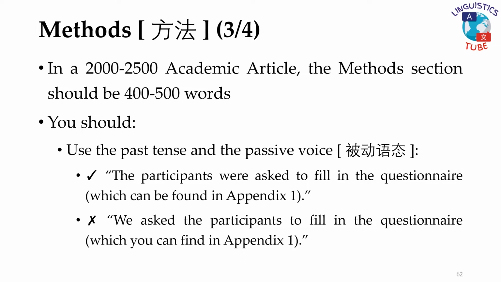Some students use future tense here because they think of the article as telling the reader what they will do. So they use sentences like, we will investigate this, we will ask participants to do this, we will find this in our results. But you should not do this. Instead, your academic article must report to the reader what you did, not what you will do.